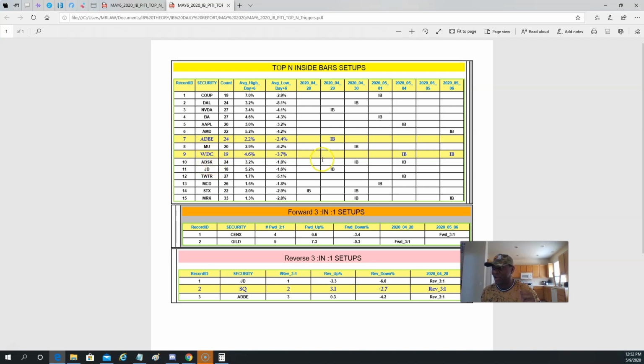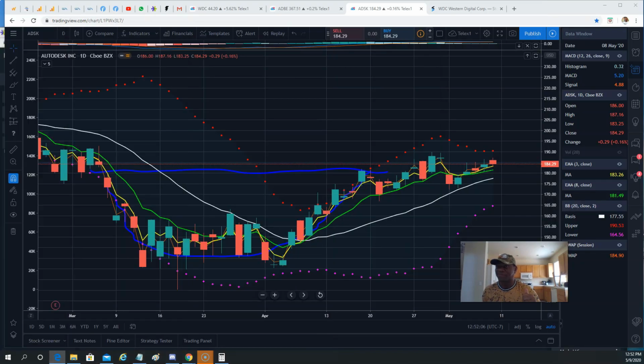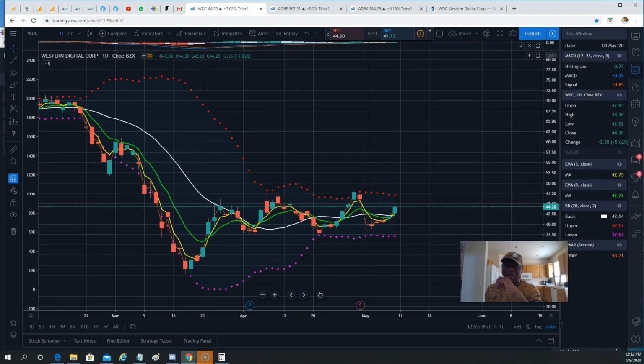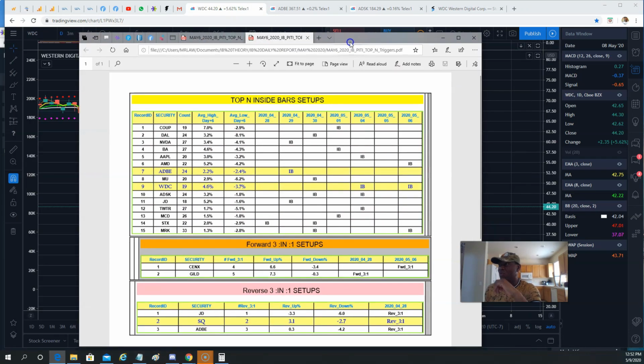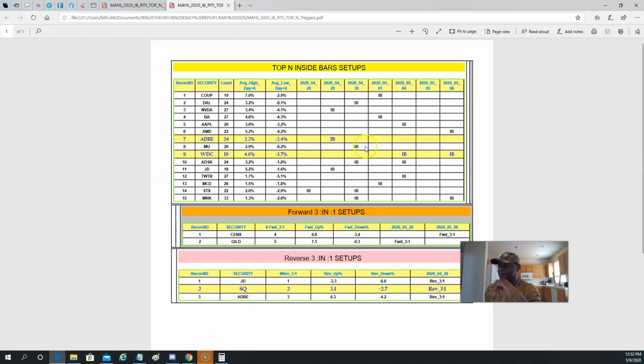I can show you an example very quickly. ADSK here on the 30th, you could have traded that the very next day on the 1st because it gave you the direction just based on this signal, which is called an inside bar. But today, I'm going to bring you two of them. Let's go to the first one, Western Digital. The alert came in on our system two times, on the 4th and on the 6th.